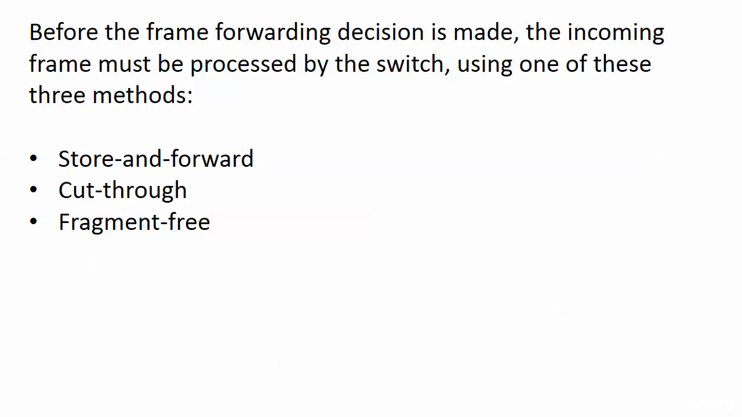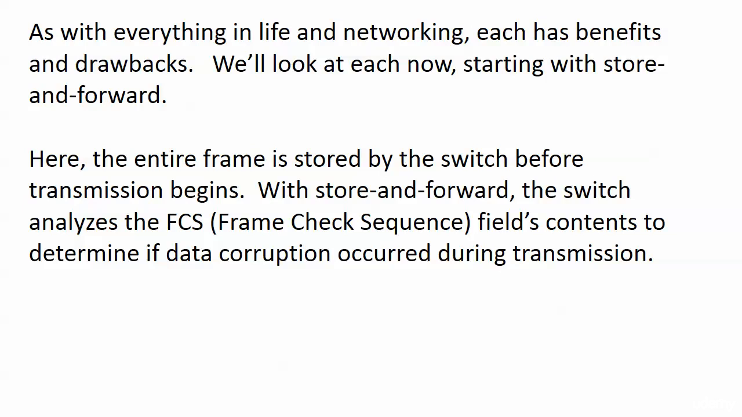There really isn't a whole lot to know, but we do have some important clarifications and lines to draw between them. Because as with everything in life and networking, each of them has a particular benefit and each one has a particular drawback. And with store and forward, this is, I think, the most common processing method out there today. And it sounds exactly like what you would think any frame processing method would do. Because first, the entire frame is stored by the switch before transmission or forwarding begins. And you think, okay, well, that makes sense. I would expect that. Well, also with store and forward, the switch analyzes the frame check sequence field, the FCS field, to see if any data corruption occurred while the frame was being transmitted.